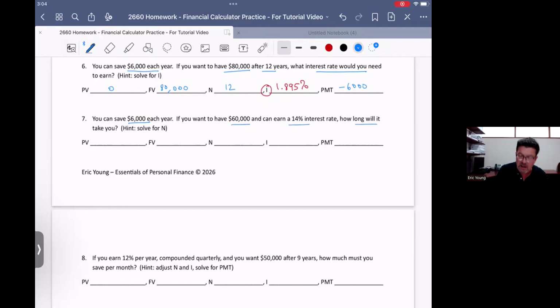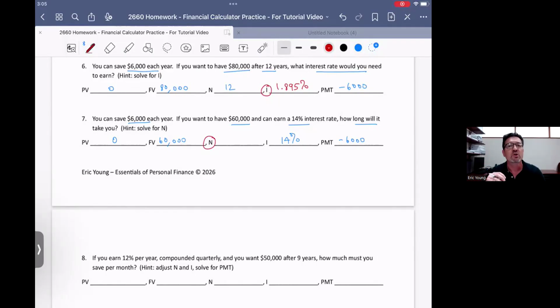Now we're asking, how long will it take you? In the problem above, in number 6, we knew you had 12 years. You had to figure out the rate. Now you're told, okay, you can put aside $6,000 a year. You can grow it at 14%. That's healthy. It's still an annuity, so the PMT is 6,000 and PV will be 0 because it's not a lump sum. And in the future, you want $60,000 coming in. Well, now we're asking, how long will it take you?